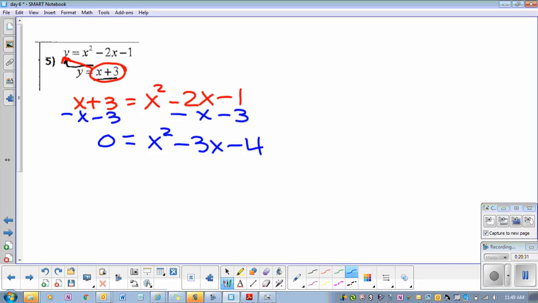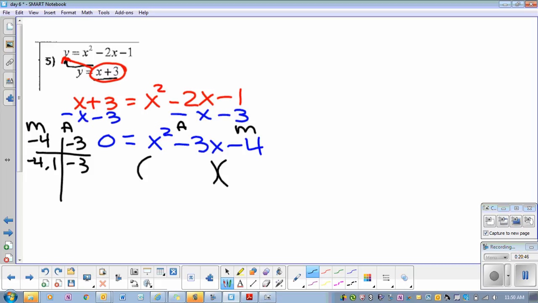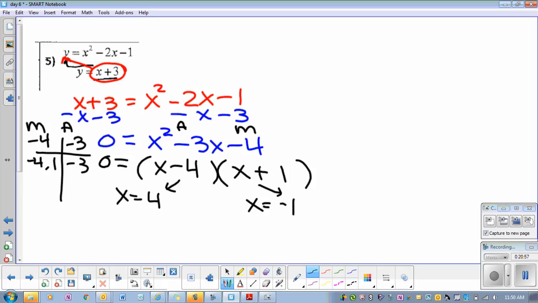Isn't that factoring? You can solve by factoring. Two numbers that multiply to give you negative 4 and add to give you negative 3: negative 4 and 1. Since this is just a plain old x squared, you can do (x minus 4)(x plus 1) equals 0. So what are your x's here, guys? Yeah, x equals 4 and x equals negative 1.